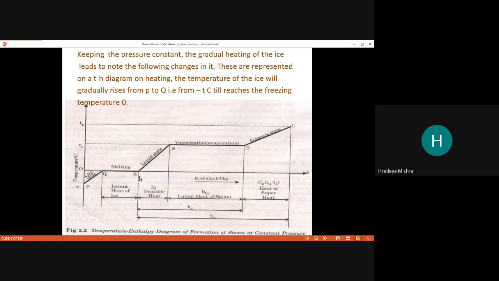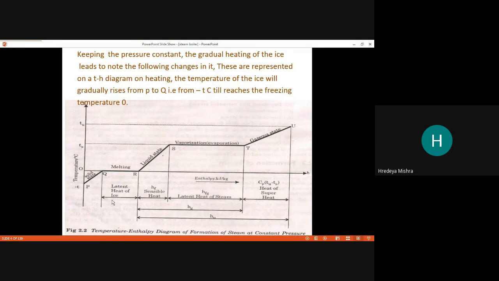So at the R what you see, the melting phase is there, all the ice melts to water, but temperature is not changed. Temperature is constant during the melting process. And what is the heat absorbed during the melting process? That is called latent heat of the ice.